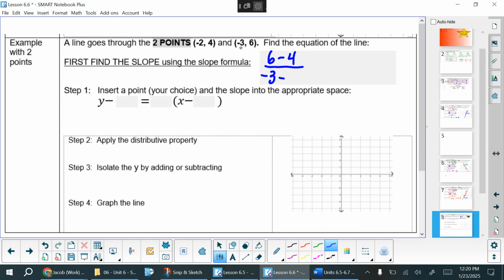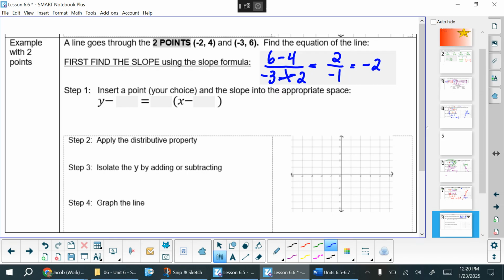That's -3 minus -2. On the top, that's 2. On the bottom, minus a negative is plus. That gives me -1. And a 2 divided by -1 is a -2. We don't want to leave that -1 in the denominator.